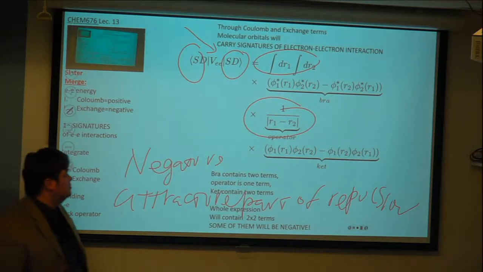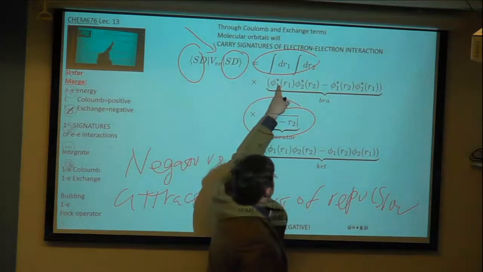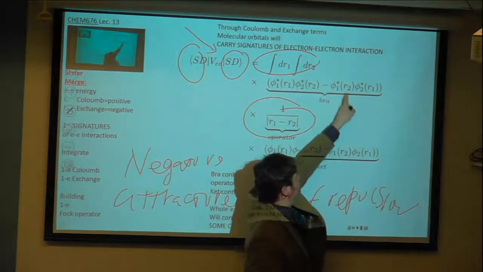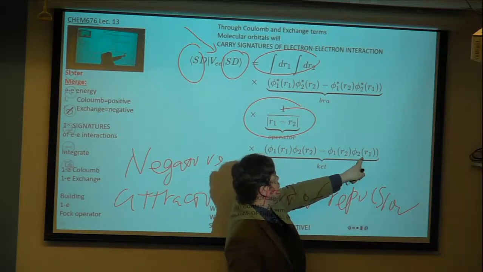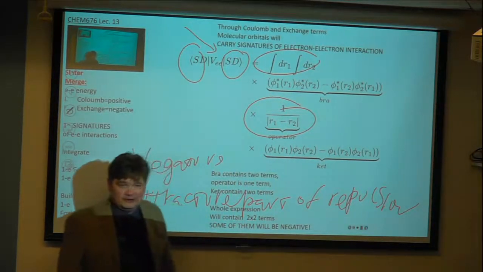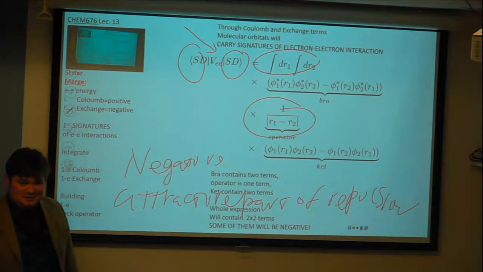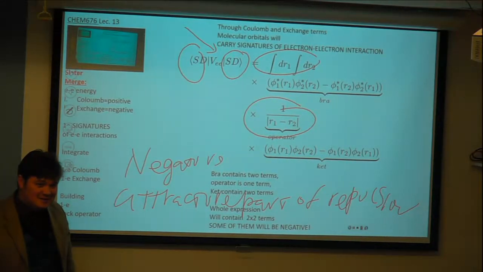So, which terms will be positive, which negative? This and this will be positive, and the cross terms will be negative. Surprised? No?